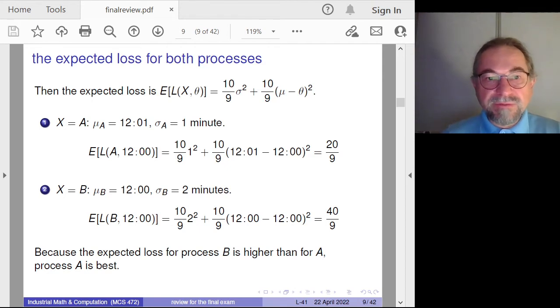Okay, so then we apply this formula for x equals A and x equals B. And we see that the expected loss is $20 over 9 for process A, whereas for process B, the standard deviation gives a much higher cost, even if there is no loss at missing the target. So the Taguchi quality control gives a penalty on missing the target. The watch of type A actually misses the target by 1 minute, but it has a smaller standard deviation, and that means that compared to watches of type B, those watches are actually better. The standard deviation of watches produced by process B gives us a higher expected loss. So we will use process A.